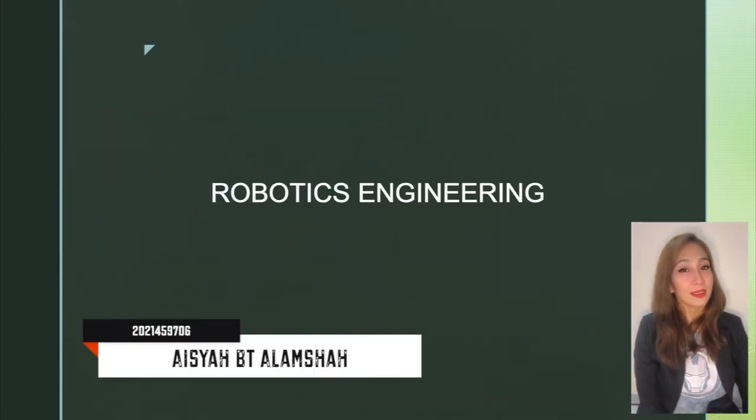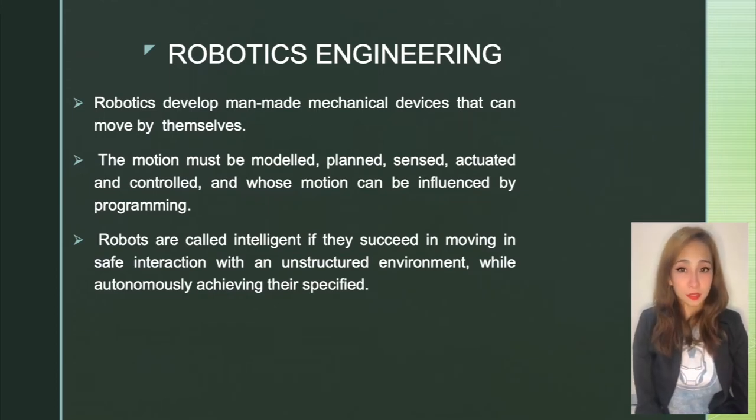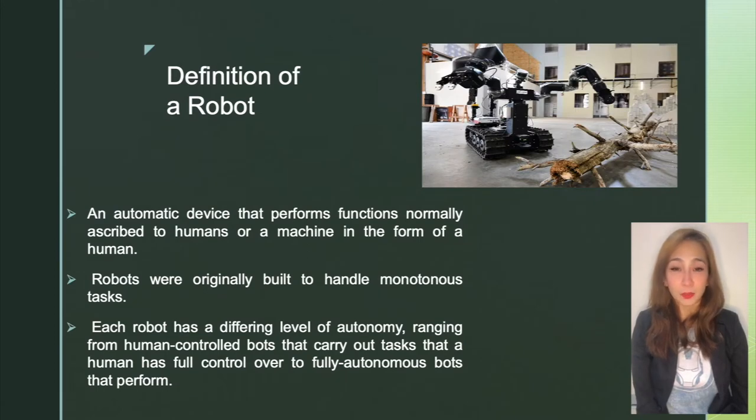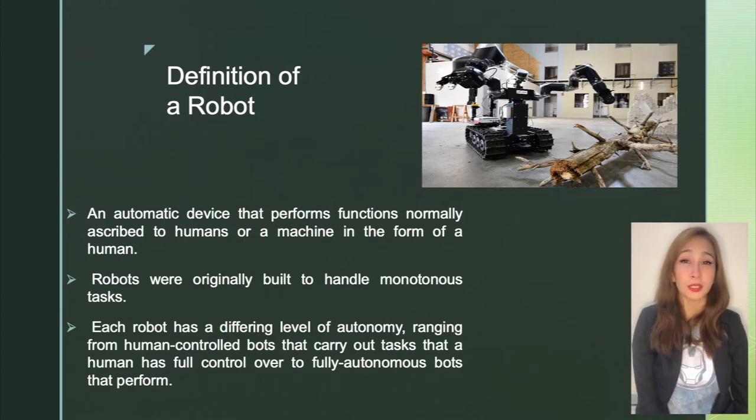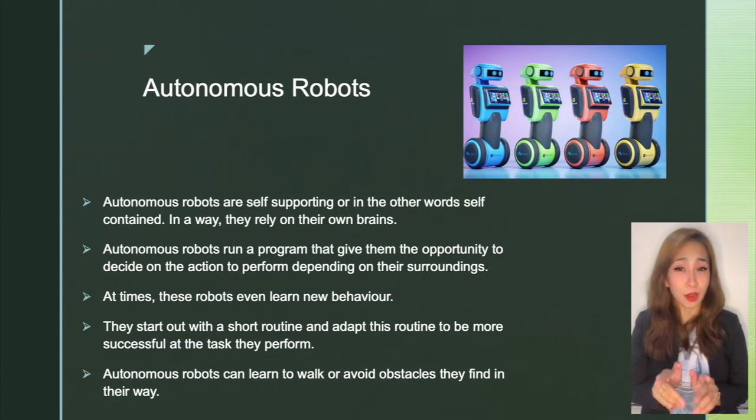Okay, to begin, I will share and explain more details about 4IR technology, which is robotic engineering and autonomous. I'll start with my first point. What is robotic? From my point of view, a robot is an automatic device that performs functions normally ascribed to humans, or a machine in the form of a human. In other words, robots are programmable machines built to assist humans or mimic human actions. One example of robotic engineering that I'll explain is autonomous. An autonomous robot is a robot that acts without recourse to human control, relying on its own brain. Improvements in technology make autonomous robots high in demand in the factory industry, for example industrial robot arms that work on assembly lines inside factories.